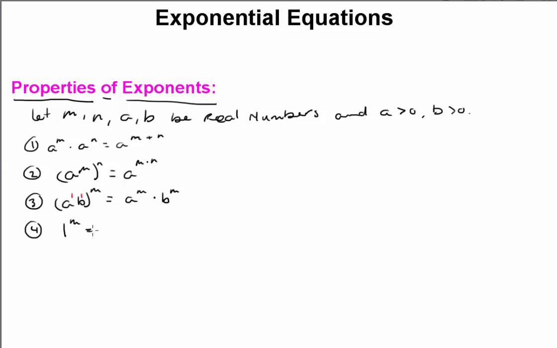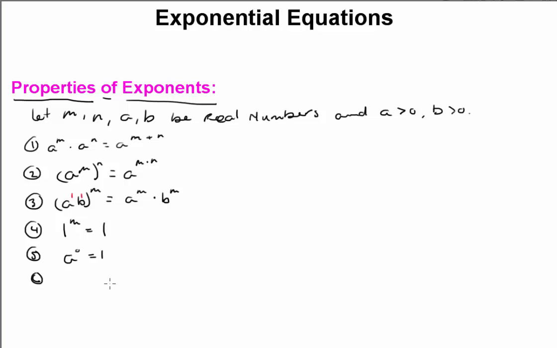Number four, 1 to the m is equal to 1. So 1 to any exponent is equal to 1. Number 5, a to the 0 is equal to 1. So any variable or numerical value to the 0 power will always be equal to 1.